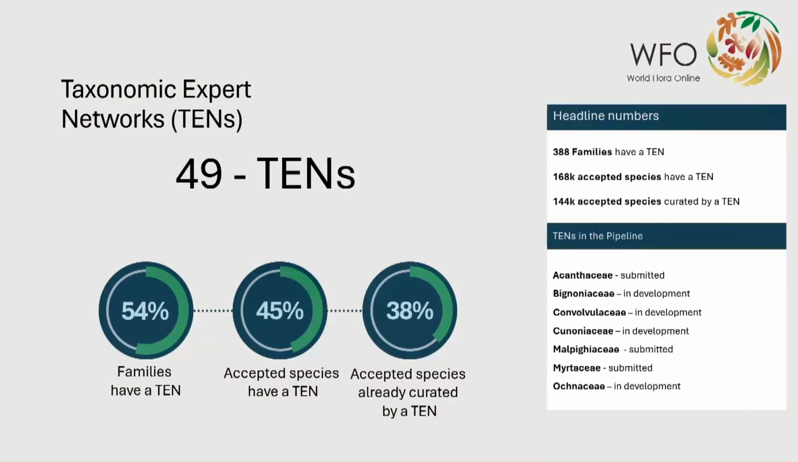We currently have 49 TENs curating the taxonomic backbone. This covers about 54% of the families in the WFO backbone and translates to 45% of the accepted species that are covered by TENs, and they're doing a great job. They've already curated about 38% of the accepted species. We expect to bring on 7 new TENs within the coming months, and that's not including all of the expected TENs from our recent recruitment effort at the International Botanical Congress.